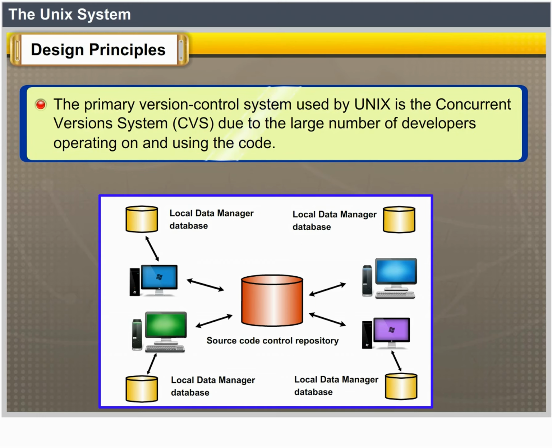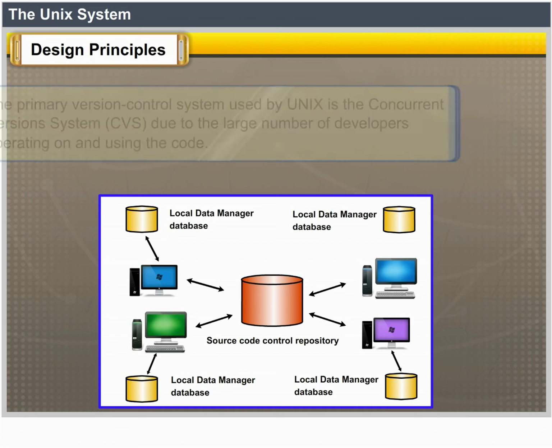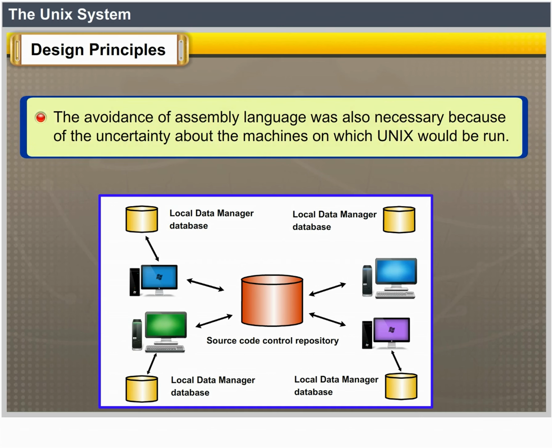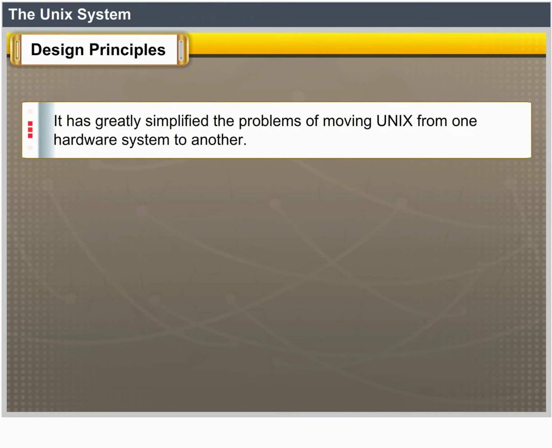Due to the large number of developers operating on and using the code, the operating system is written mostly in C, which was developed to support Unix, since neither Thompson nor Ritchie enjoyed programming in assembly language. Assembly language was also unattractive because of the uncertainty about the machines on which Unix would be run. C has greatly simplified the problems of moving Unix from one hardware system to another.